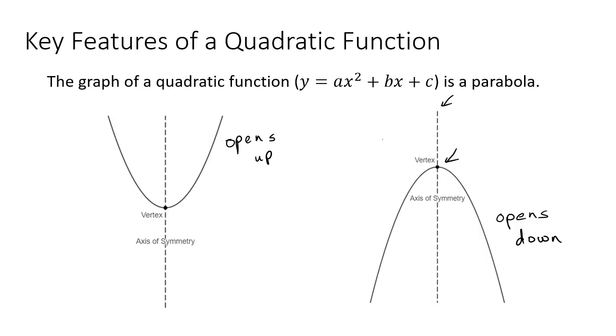We also have the concepts of x and y intercepts, which will be exactly the same as they were when we first started talking about them when we introduced lines. The x-intercept is where the parabola crosses the x-axis. The y-intercept is where the parabola crosses the y-axis. To solve for those, we're just going to plug in 0 for the other variable.